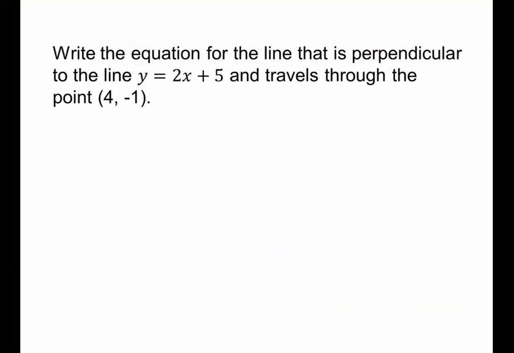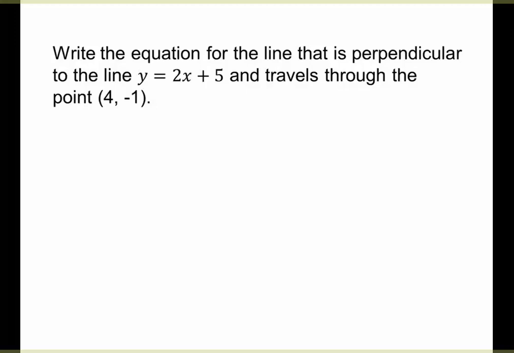We can do this one together. I do want you to write it down with me. It says write the equation for the line that is perpendicular to the line y equals 2x plus 5, and which travels through the point 4, -1. So what they've done is they've given us one point, and they've given us the equation of the line that's going to be perpendicular to our line.